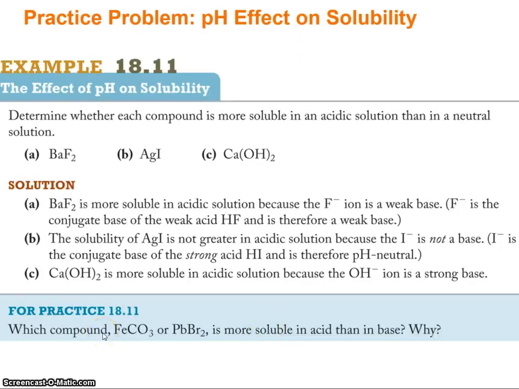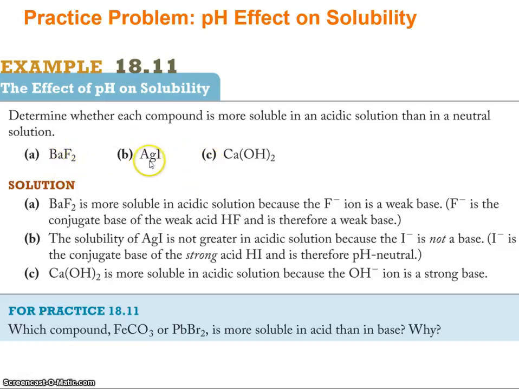So determine whether each compound is more soluble in acidic solution than in a neutral solution. That's an example. So I've got barium fluoride, silver iodide, calcium hydroxide. Barium fluoride is going to be more soluble in acidic solution because the way we pull away the F minus, which is a weak base, is to react it with a strong acid, H3O plus, low pH. Put it in acidic solution, I get rid of some of my F minuses. That's going to allow more barium fluoride to dissociate.